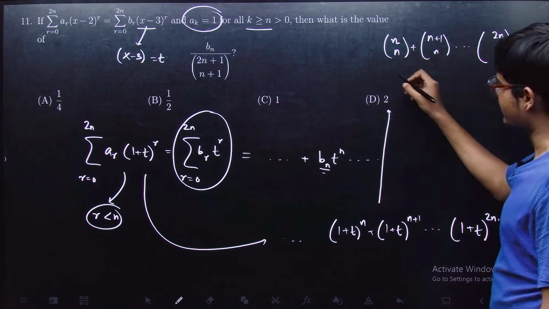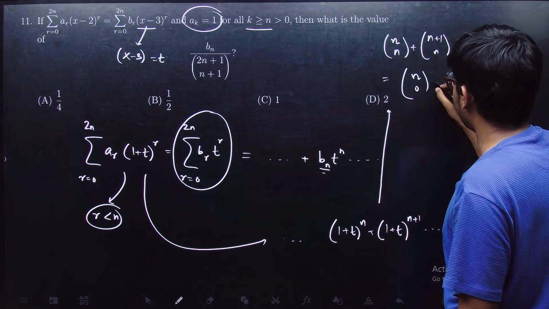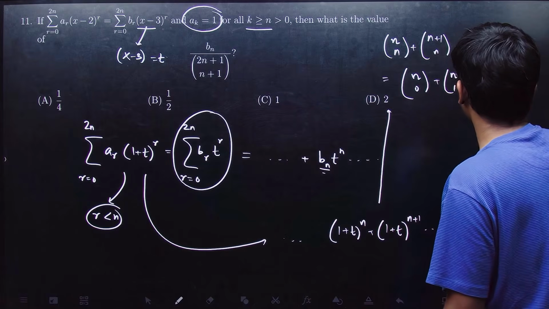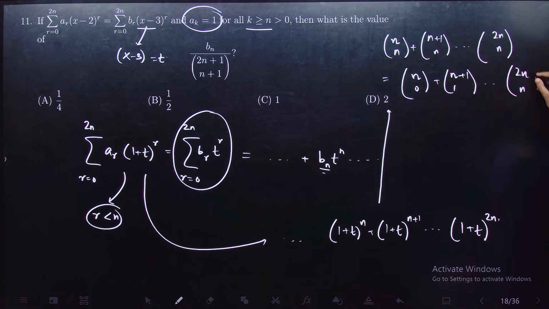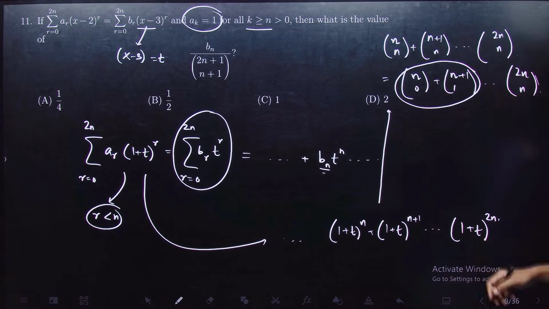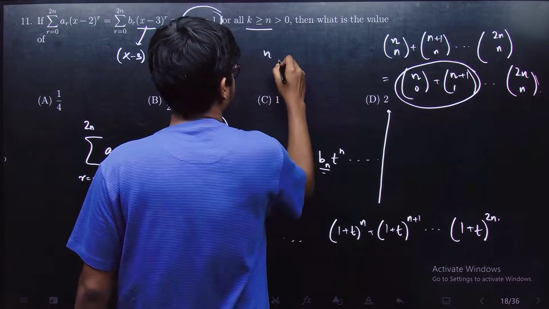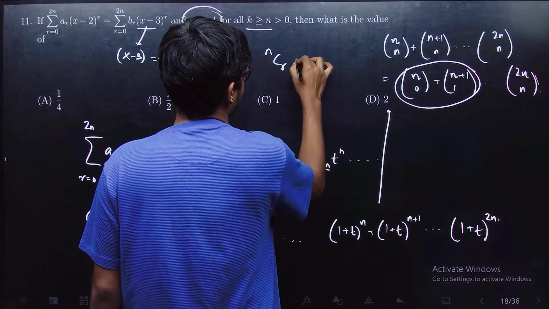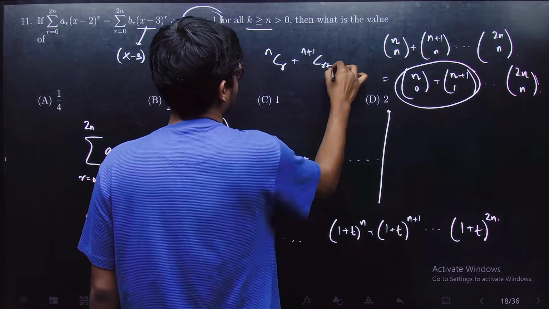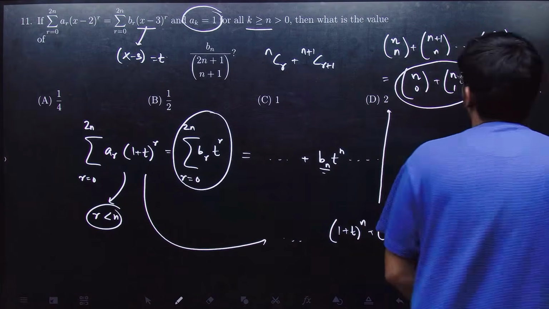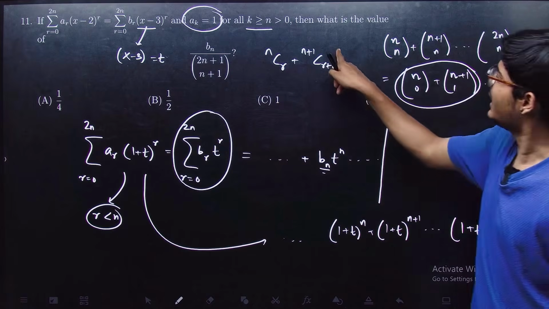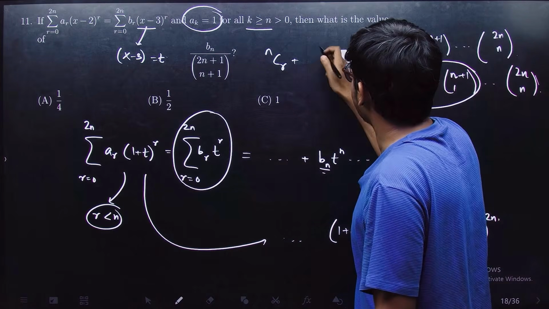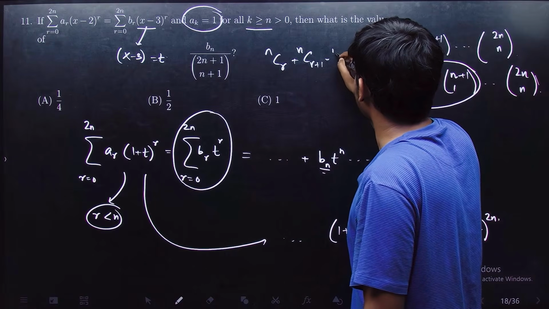Now observe that this can also be rewritten, just for simplicity, as n choose 0, n choose 1, all the way till 2n choose n. Now observe the sum of these two: n choose r plus n choose r plus 1, what is this going to be? See, n choose r plus n choose r plus 1 is nothing but n plus 1 choose r plus 1. We know this.